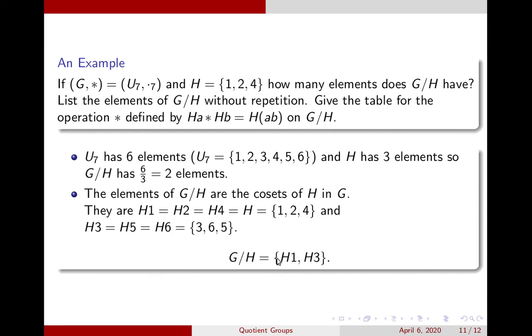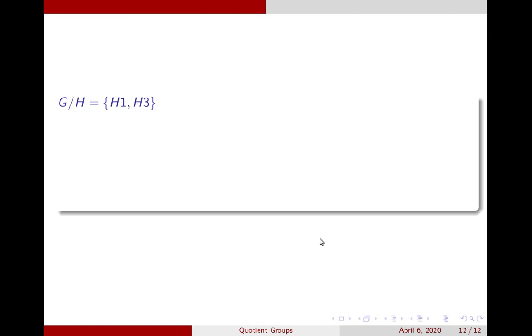So G over H consists of the 2 right cosets, H1 and H3. I mean, we could use any other representation here for the right coset determined by 1, and similarly for the right coset determined by 3. I've just picked these. Okay, so here's what the quotient group G over H is: these two right cosets, H times 1 and H times 3. And now we're going to calculate all possible products of these two things.